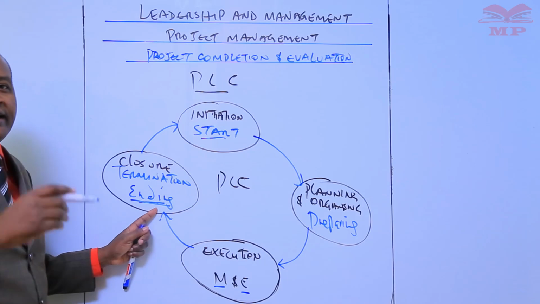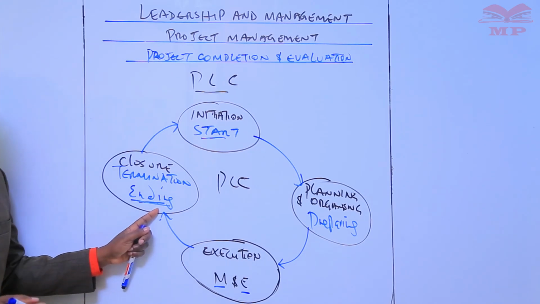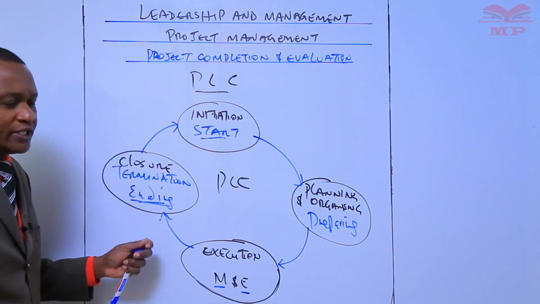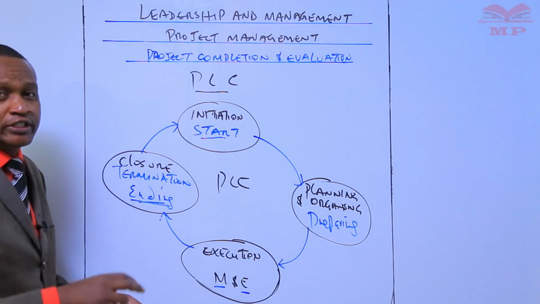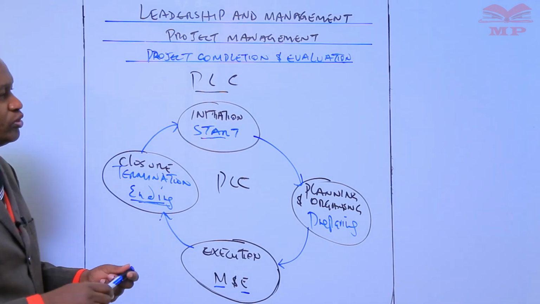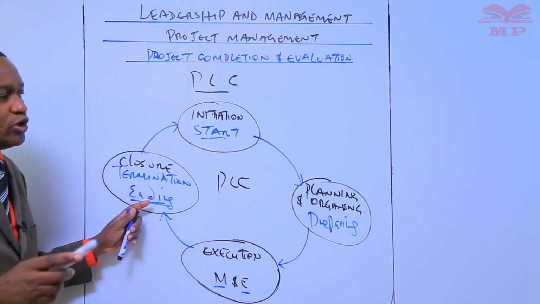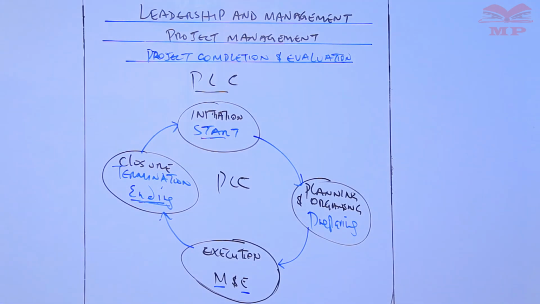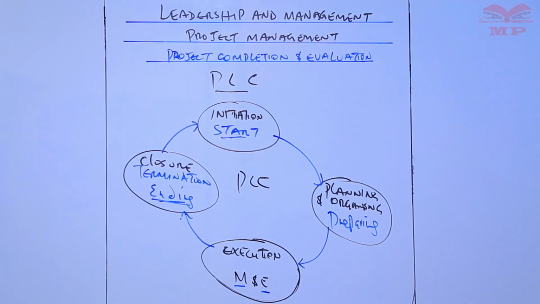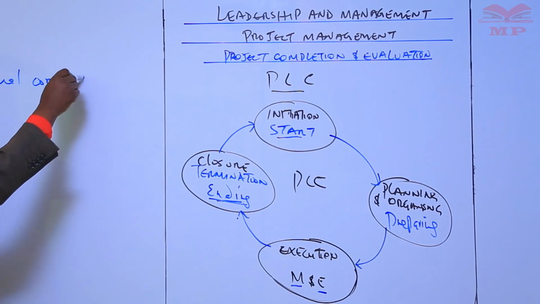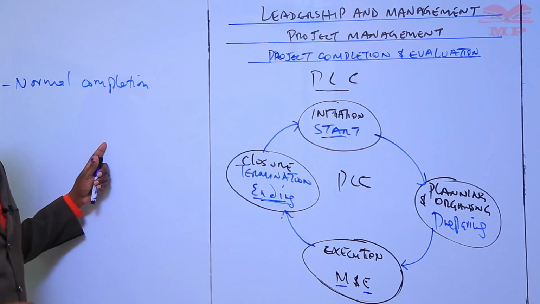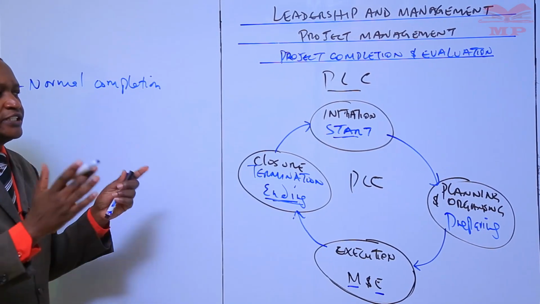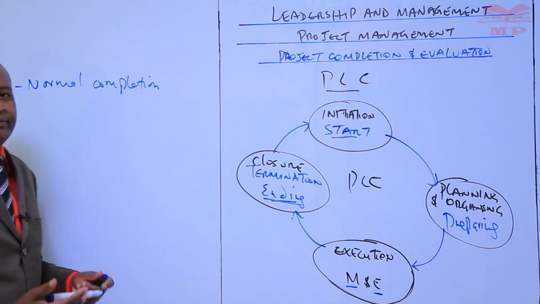And in the context of project implementation, it spells out around 4 or 3 things. Number one, normal completion or termination. Normal completion. That is when a project is terminated within the stipulated resources and time.